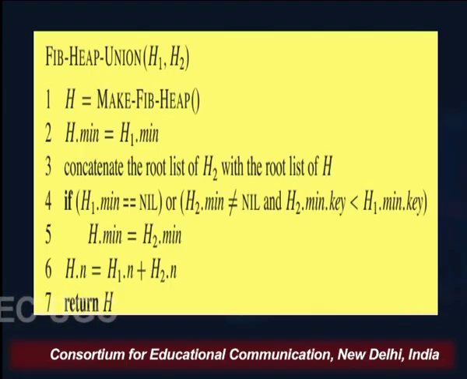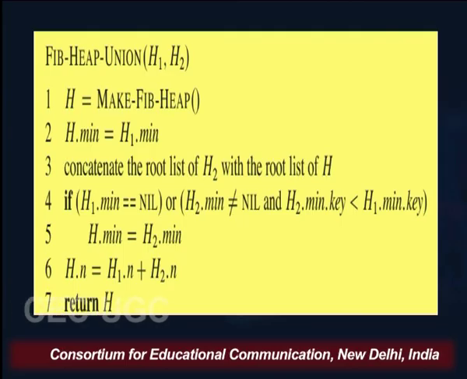Whichever is minimum, h1 or h2, that key will be assigned as the minimum key of h. And then, as we have concatenated these two root lists, the number of nodes in h1 and h2 are to be added together in order to determine the number of nodes in the new heap, or in the united heap h.